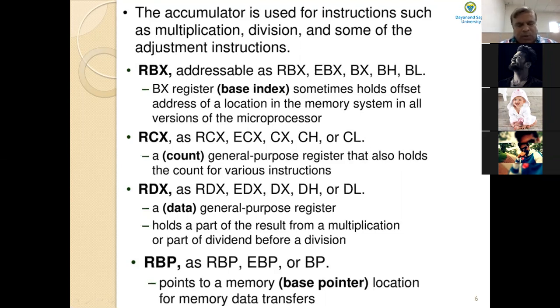The offset address is nothing but this: in order to access a location in memory, the physical address or the actual memory location consists of two parts, one is the segment address and the other is the offset address. So physical address is equal to segment address plus offset address. Most of the time we use the RBX register to hold the offset address.